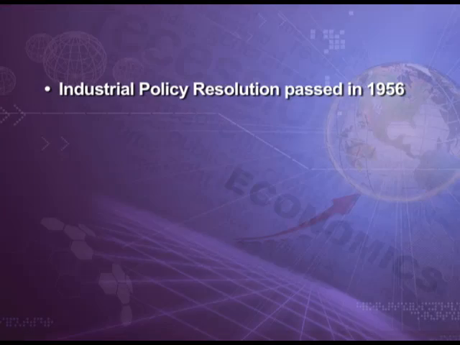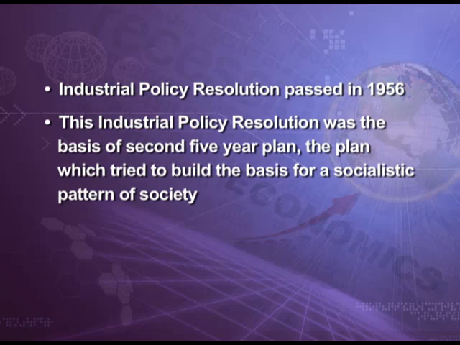These both are complementary. Now, the Industrial Policy Resolution, IPR, was passed in 1956. This IPR was the basis of the second five-year plan, the plan which tried to build the basis for a socialistic pattern of society.